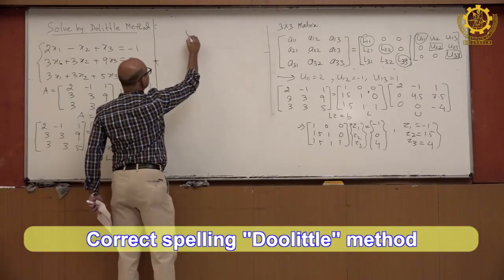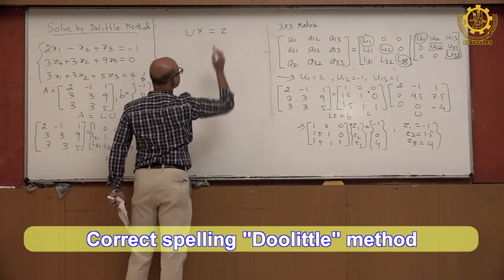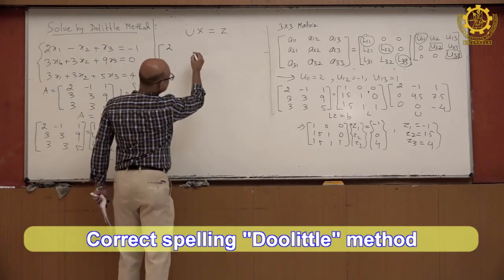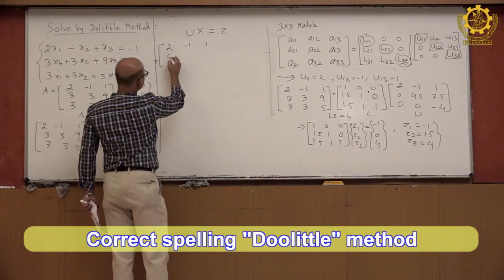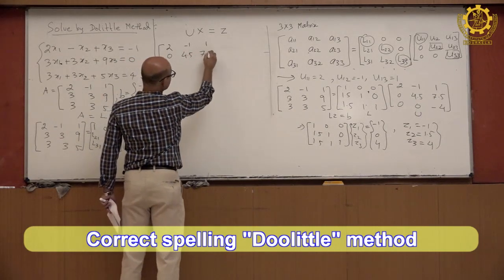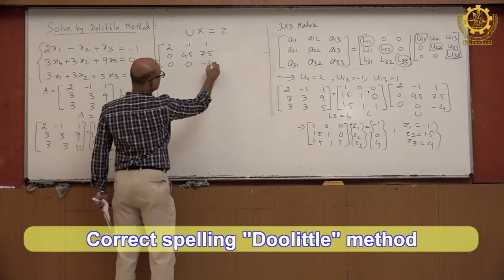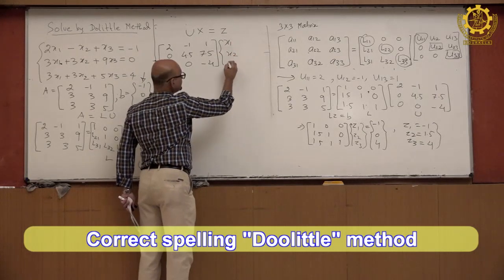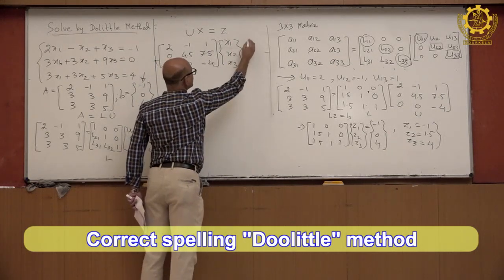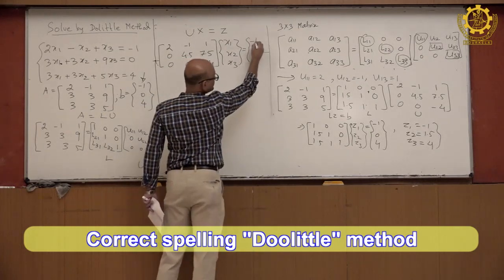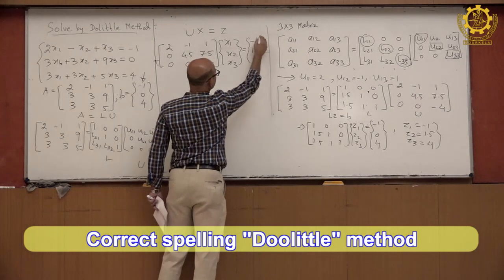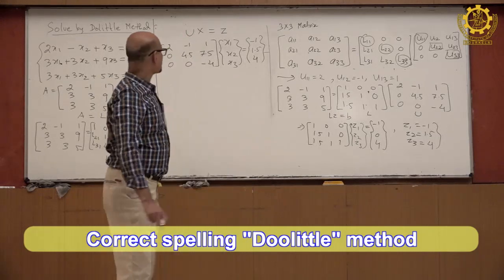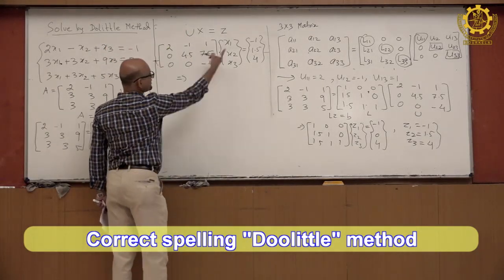So next is Ux is equal to Z. U is your that matrix, already we have found, 2, minus 1, 1, 0, 4.5, 7.5, 0, 0, minus 4. And x is your X1, X2, X3. And Z we have found as minus 1, 1.5, 4. So this is your Ux is equal to Z. So here I know U, I know Z, so I can find directly by back substitution.